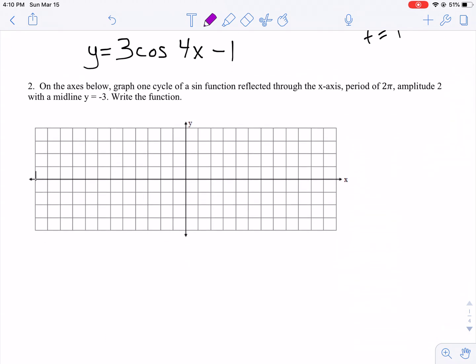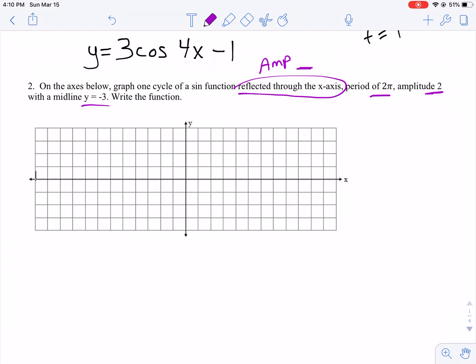All right. On the axes below, graph one cycle of a sine function reflected through the x-axis. So if it's getting flipped over the x-axis, that's telling me my amplitude is negative. That's what makes it flip. All right, I've got my period, got my amplitude, got my midline. All right, we can graph it right now and write the function afterwards if you'd like.